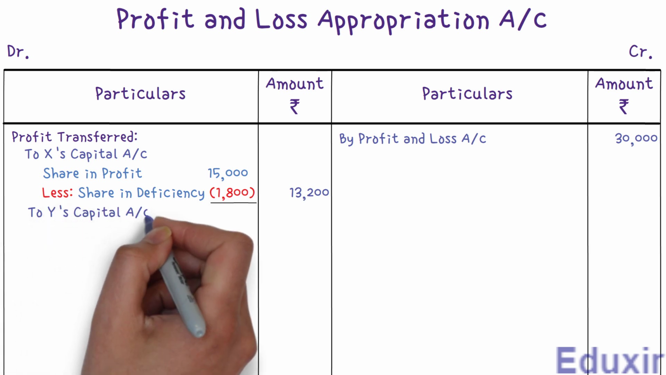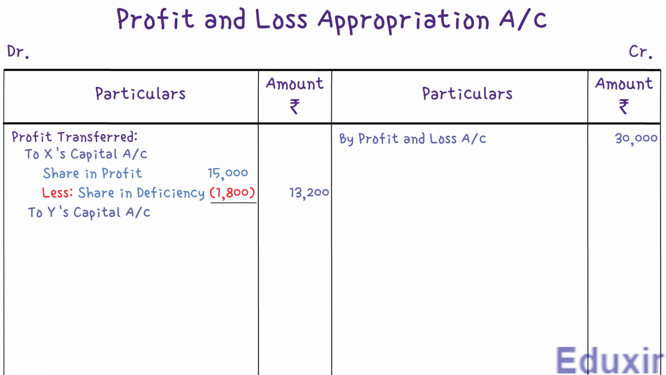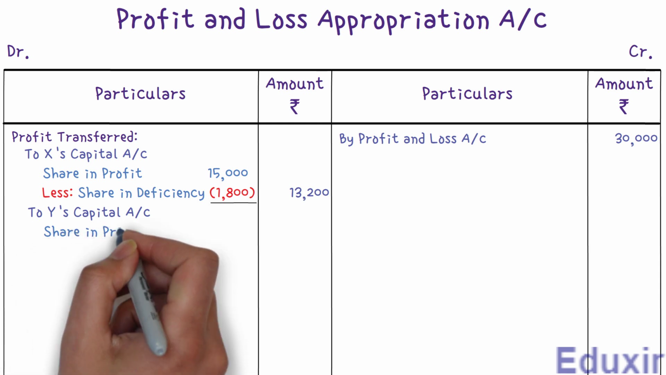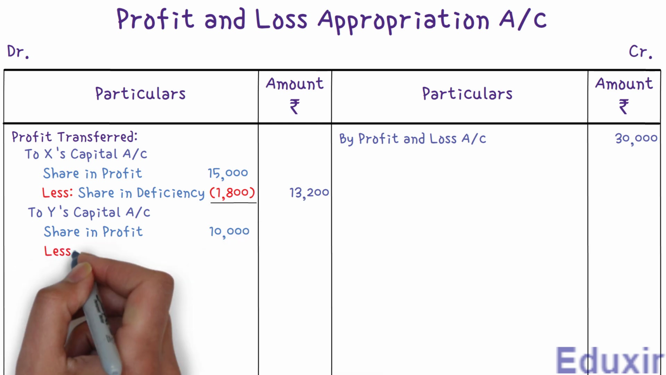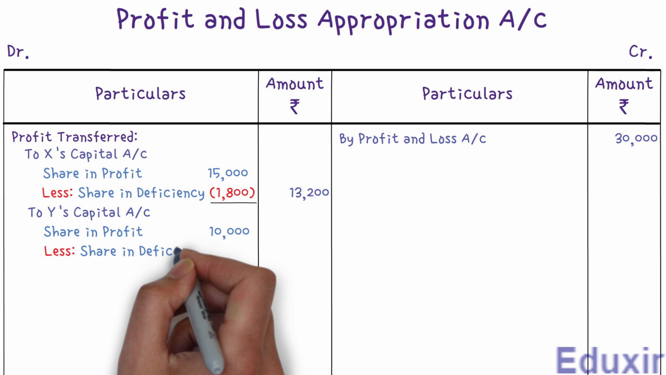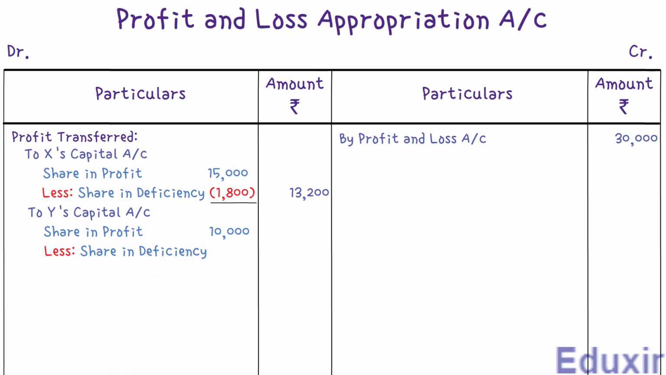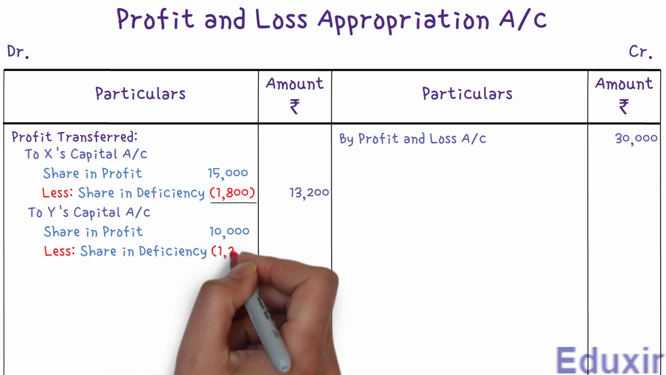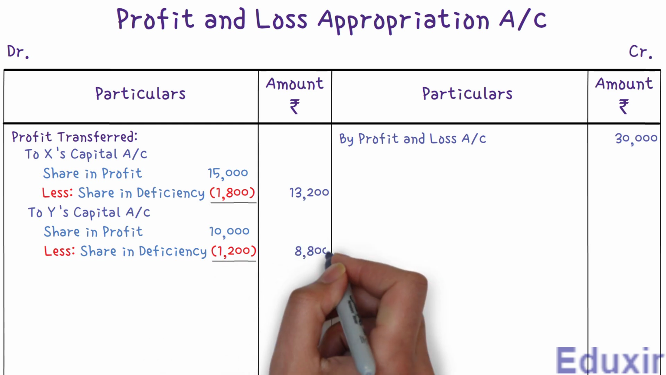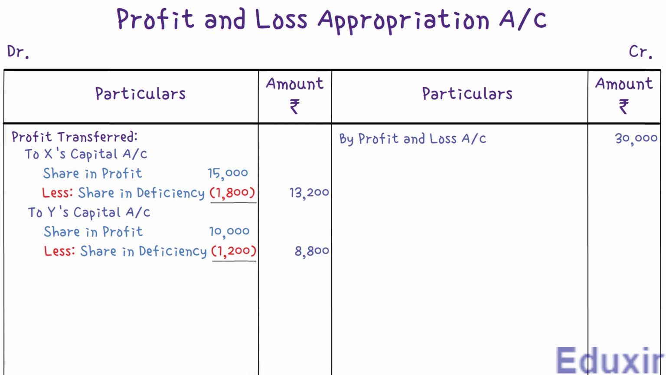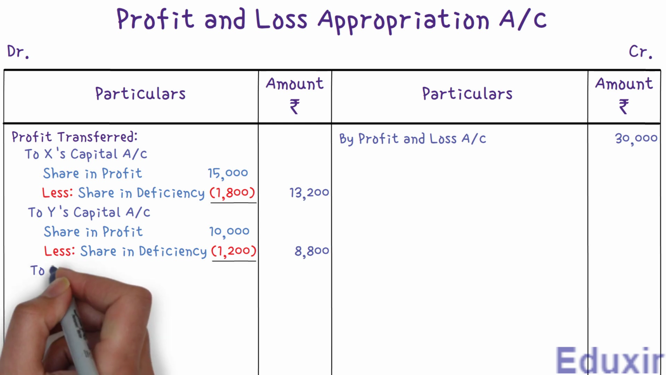Let's then write partner Y's share in profit calculated as per the profit sharing ratio, which is 10,000 rupees. From this, let us lessen his contribution to the partner Z's profit share deficiency from guaranteed amount. This is 1,200 rupees. Now from 10,000 rupees, if we subtract 1,200 rupees, we get 8,800 rupees. Let's write this amount in the amount column. Let's then write to Z's capital account.